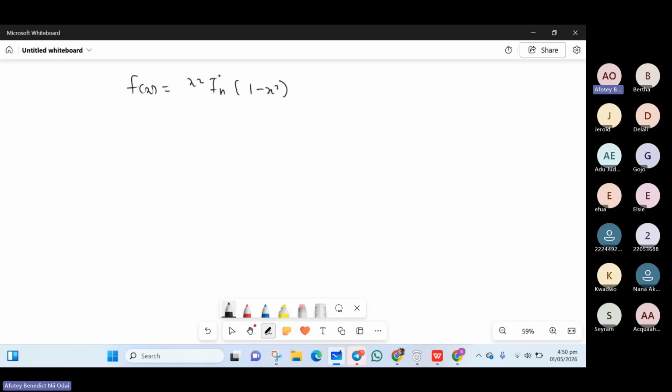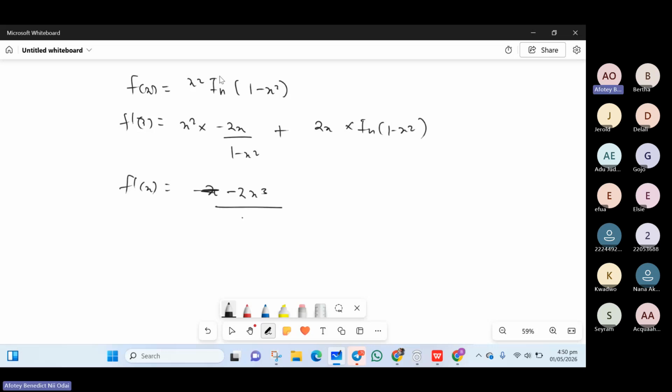We have f of x, and again, this is the product rule. So f prime of x is equal to x squared, the differential of this, which is negative 2x on 1 minus x squared, plus 2x and the original question, natural log of 1 minus x squared. So what we have to do is simplify this expression. We have negative 2x cubed all on 1 minus x squared, plus 2x natural log of 1 minus x squared. And this becomes our final answer.